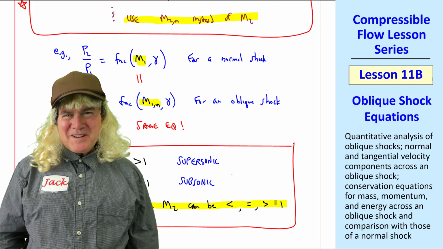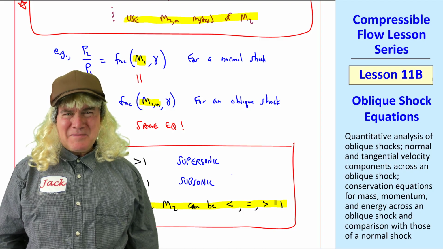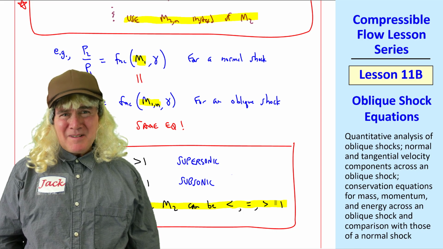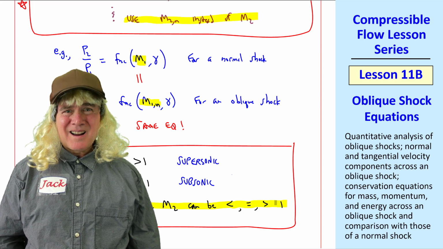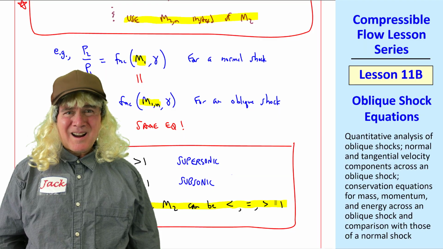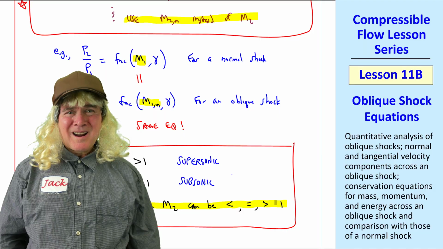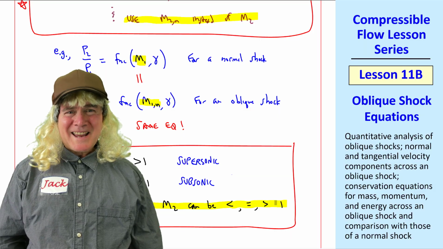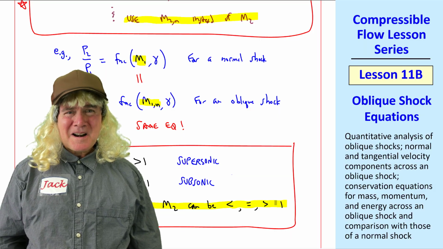I thought the flow downstream of a shock always had to be subsonic. How can it be supersonic downstream of this oblique shock? Well, Jack, Mach number is based on the total magnitude of velocity, not just the normal component. If the tangential component is large enough, the Mach number M2 can be greater than 1. Oh, that makes sense. Thank you, sir.